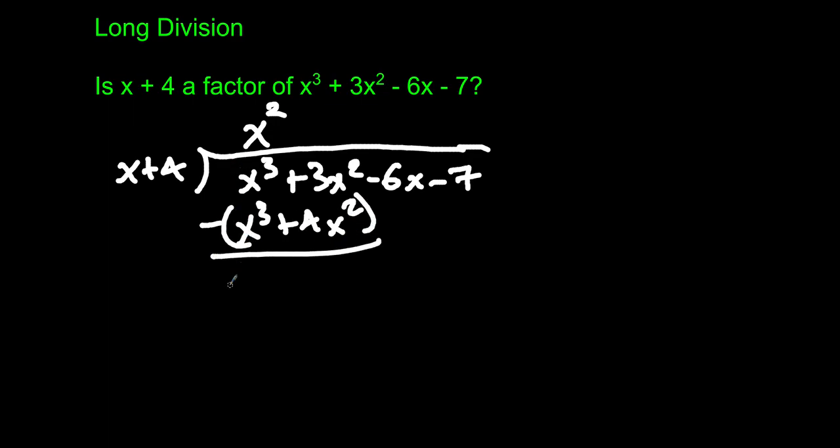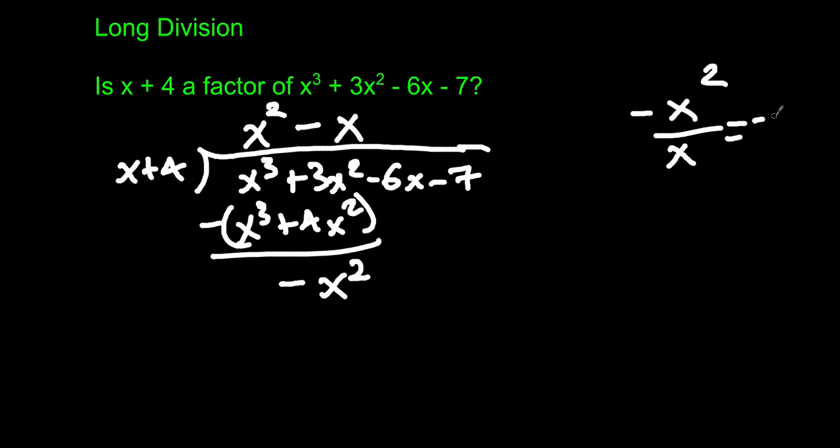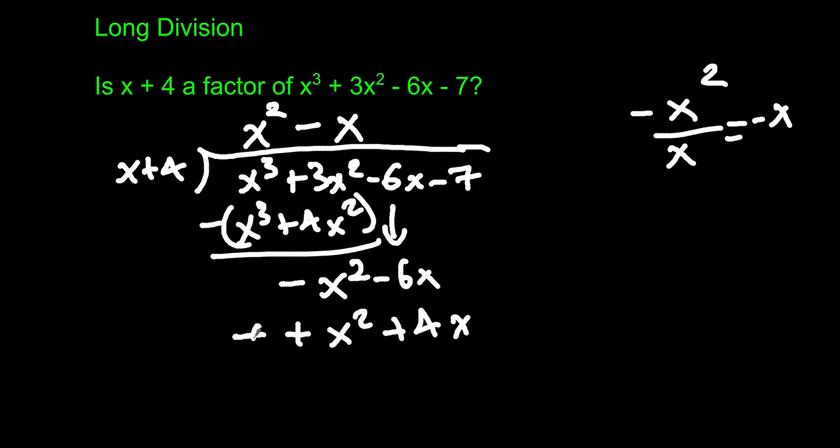x cubed minus x cubed is 0. 3x squared minus 4x squared gives me a negative x squared. x goes into a negative x squared, negative x times. That's negative x squared over x is equal to negative x. Now I multiply negative x times x plus 4 and I get negative x squared minus 4x. Bring down the negative 6x. We're going to subtract this, so that changes both of these to positives.